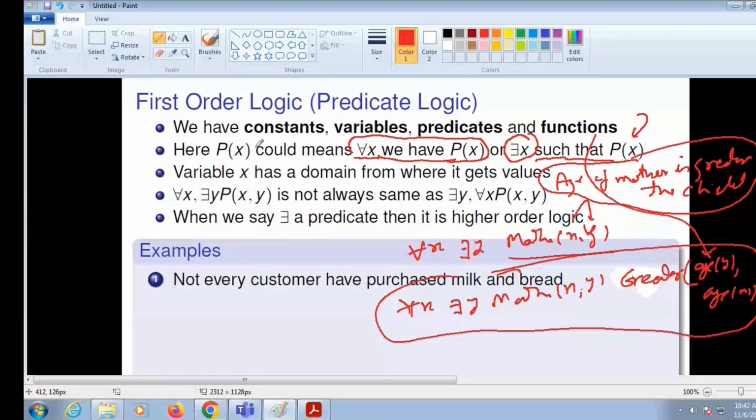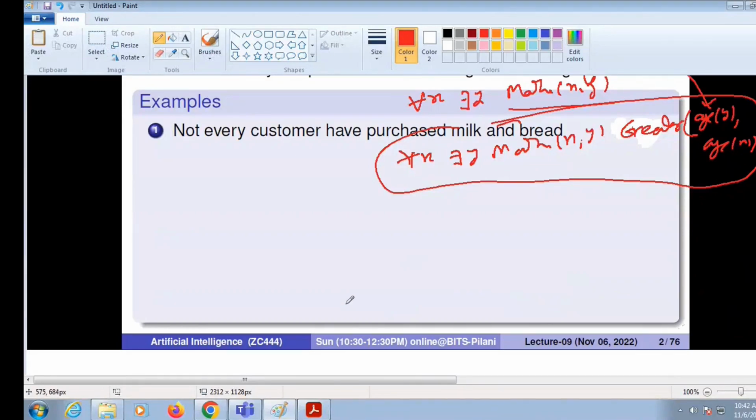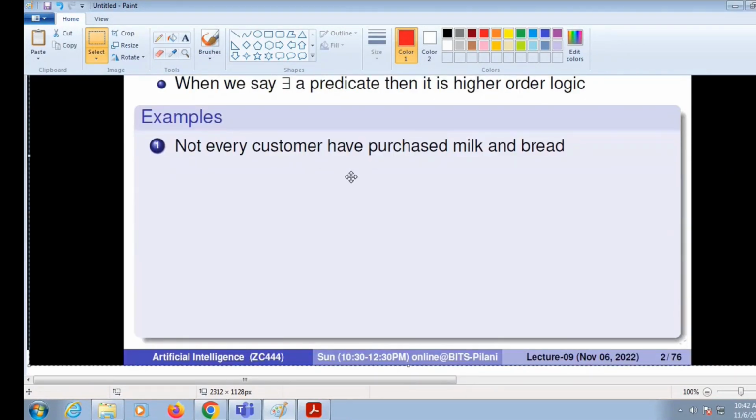Let's assume here we have some example also. Let's assume that we want to write this: not every customer has purchased milk and bread. How can we write this? Actually, we want to say that there exists a customer who has not purchased the milk, so I can say that the customer has either not purchased milk or not purchased bread. I can say that there exists x.